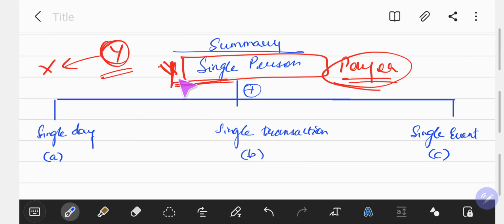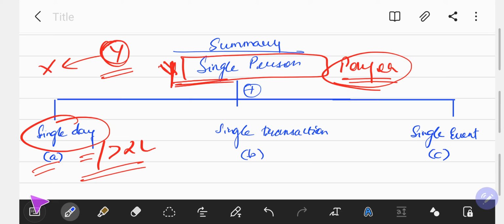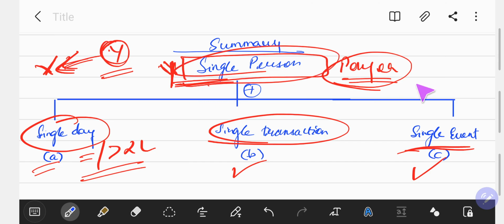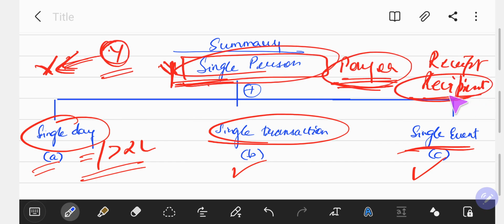Now, if X is receiving an amount from Y in a single day which is equal to or more than 2 lakhs, then condition A is violated. If X is receiving from Y for a single transaction, even though on multiple days, even then condition B is violated. Third, if X is receiving from Y for a single event, even then condition C is violated. So single person, we mean the payer here. The section is applicable on the recipient, right?